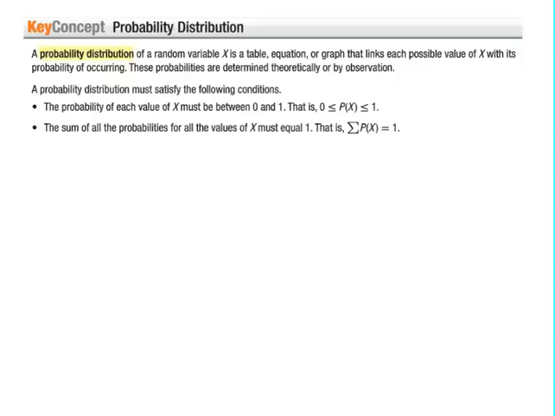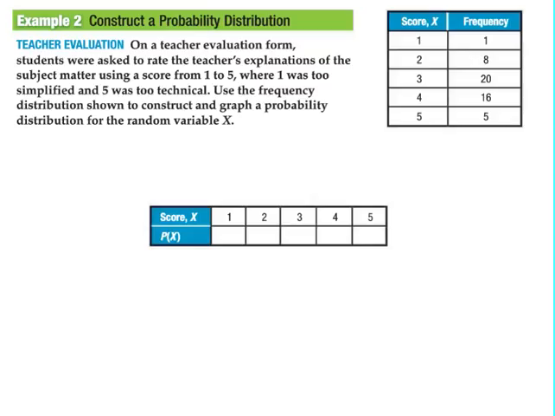Now we're going to look at actually creating a probability distribution. Not incredibly difficult. The first example is as follows. On a teacher evaluation form, students were asked to rate the teacher's explanations of the subject matter using a score of 1 to 5, where 1 was too simplified and 5 was too technical. Use the frequency distribution shown to construct and graph a probability distribution for the random variable x.